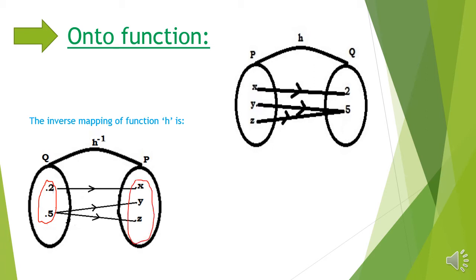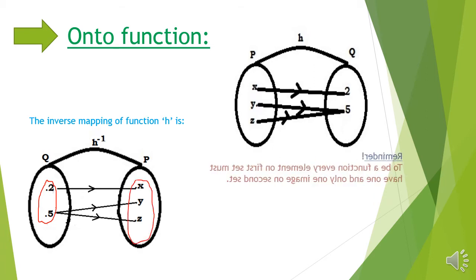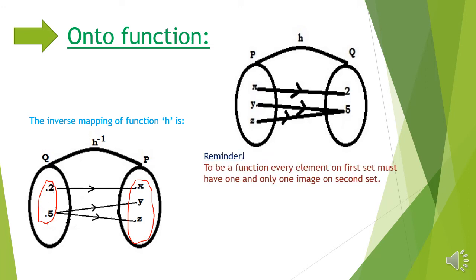Now remember one thing. There is a reminder. To be a function, every element on the first set must have one and only one image on the second set. Now what happens in the inverse mapping? There is element 5 which has 2 images, y and z. So let's see our conclusion. Element 5 of the first set has 2 images, and it contradicts the definition of function. This is the definition of function where every element on the first set.